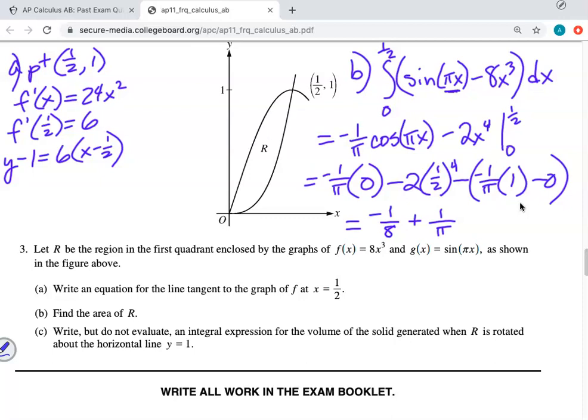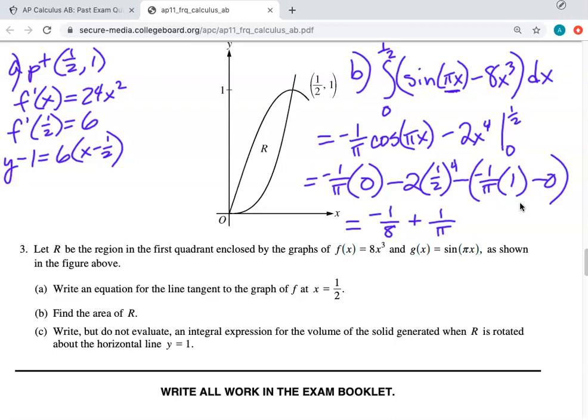Yes, Casper. How'd you get the negative 1 over pi? You're talking about this? So if you do a u substitution, say we're anti-differentiating sine pi x, your u would be pi x. So your du would be pi dx. So 1 over pi du equals dx, right? So you'd have 1 over pi sine u. So your answer would be negative 1 over pi cosine u. Right? Okay. All right.